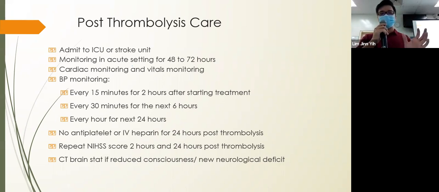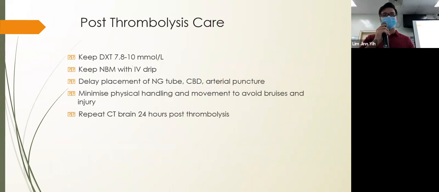make sure there's no anticoagulant or any heparin given. Restore the patient compared to the baseline in NIHSS, post 2 hours and 24 hours, and repeat the CT scan after 24 hours. At the same time, of course, we keep the patient NBM, and we make sure that DXT is controlled. During this time, also avoid any NG tube, CBD, arterial puncture. Ideally, everything is done before the thrombolysis.